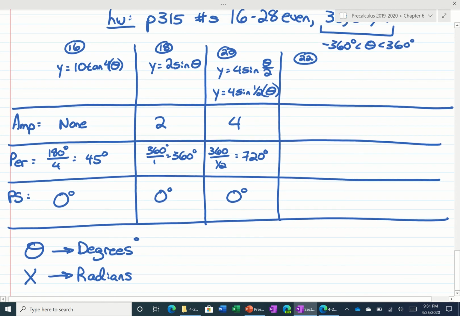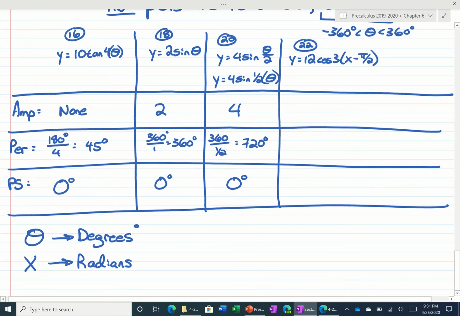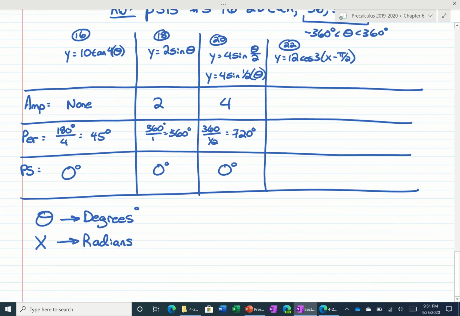So for number 22, it says y is equal to 12 times the cosine of 3 times x minus pi over 2. Now the x is by itself, so there's nothing to factor out, so we'll just go through this. The amplitude would be 12. Now the period, we want to make sure we're in radians. So I had told you the normal period of cosine is 2 pi, or the normal period is 360. We're going to be dividing that by 3.